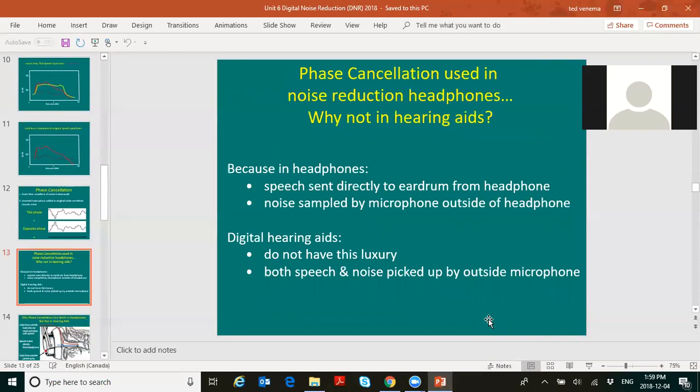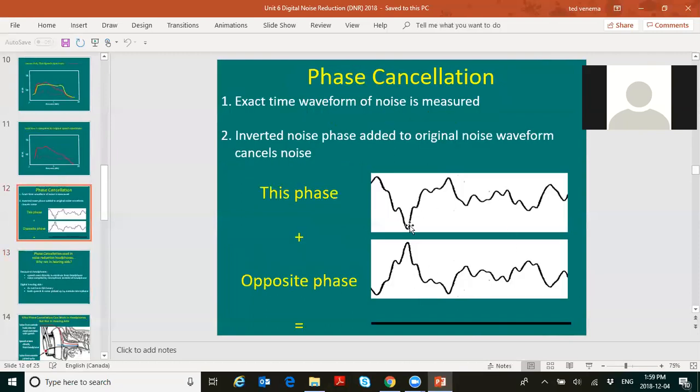Because in headphones, the speech is sent directly to the eardrum from the headphone. The noise is sampled by a mic on the outside of the headphone. Digital hearing aids don't have this luxury because both the speech and the noise are picked up by the outside mic. So if you tried phase cancellation with a hearing aid, you'd cancel out both the speech and the noise.